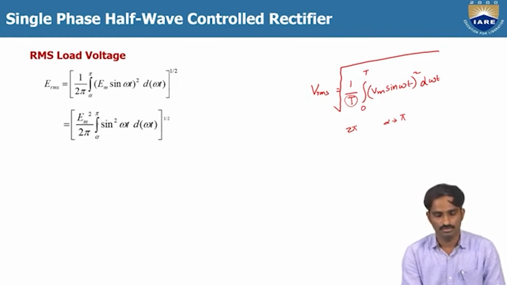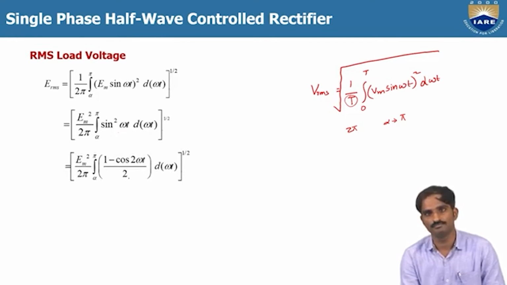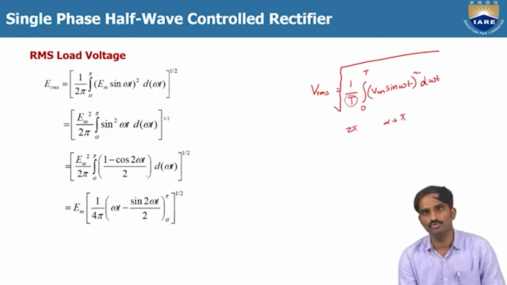Here I have taken Em square out, because Em square is a constant, and only the integral of sine square omega T into d omega T remains. The sine square omega T we can write as (1 minus cos 2 omega T) by 2. Then apply the integral: the integral of 1 into d omega T becomes omega T, and the integral of cos 2 omega T becomes sine 2 omega T by 2. Then substitute the limits, which are alpha and pi.